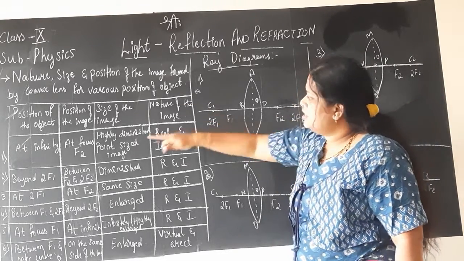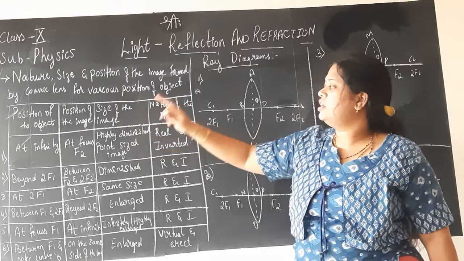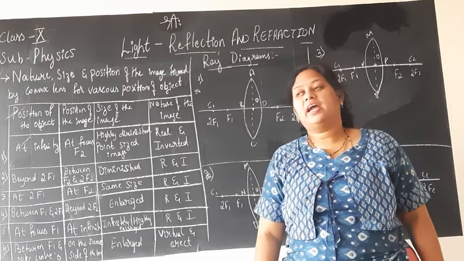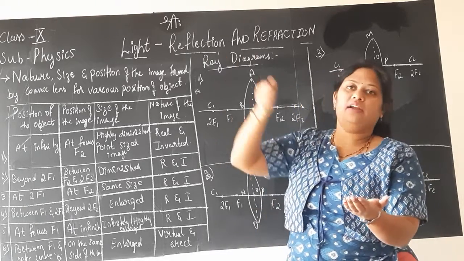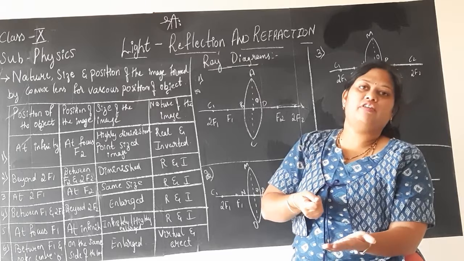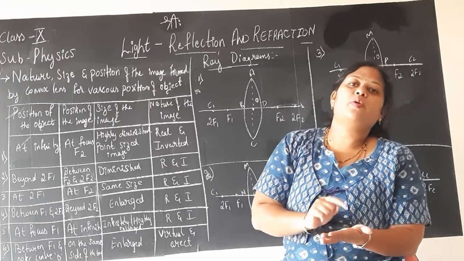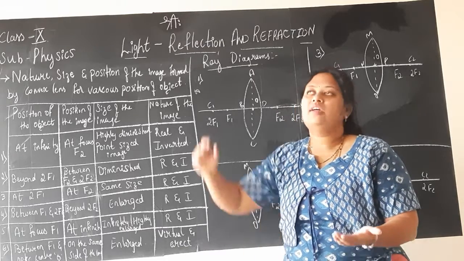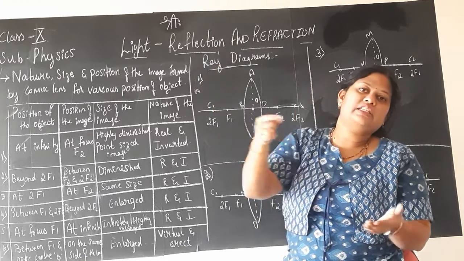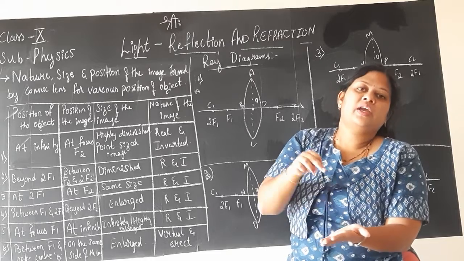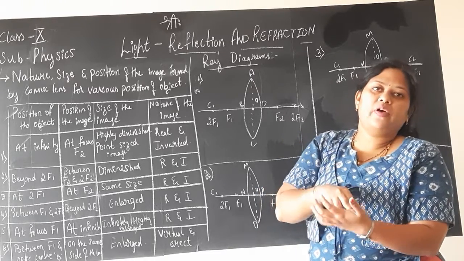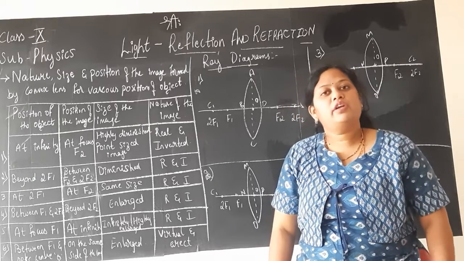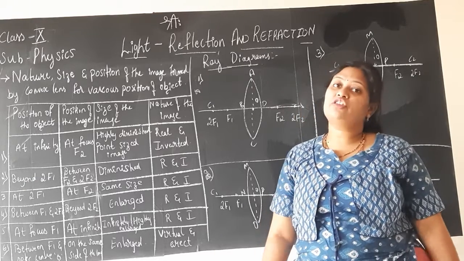Now in the first case, the object is placed at infinity. I explained one activity. If you focus the sunlight with the help of a convex lens on a sheet of paper, you can see a bright spot formed on the sheet of paper, which is nothing but the image of the sun. The sunlight falling on the convex lens will converge and fall at one single point, where the image of the sun can be observed. And if you hold it for a longer time, even the paper can catch fire.